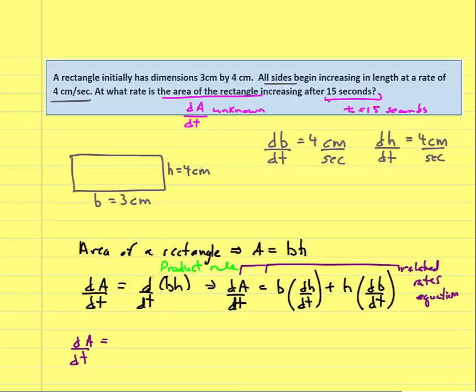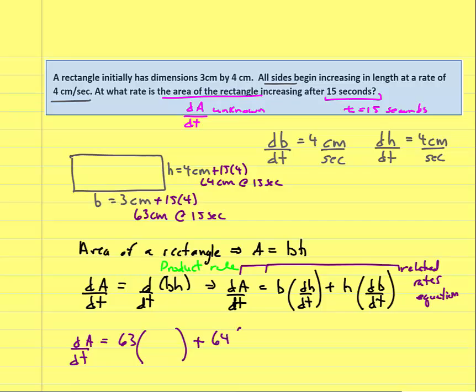So it would be 3 plus 15 times 4 centimeters per second. And this would be 4 centimeters plus 15 times 4 centimeters per second, because it would have grown. So 15 times 4 is 60, so this would be 63 centimeters at 15 seconds. And this one would be 64 centimeters at 15 seconds. So that plugs in down here, so my base is now 63. My height is now 64.